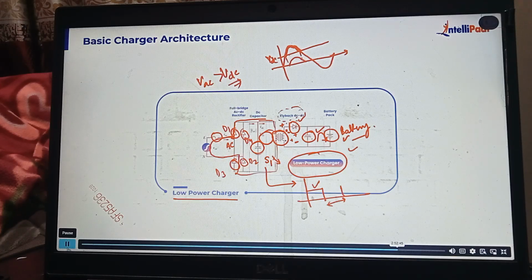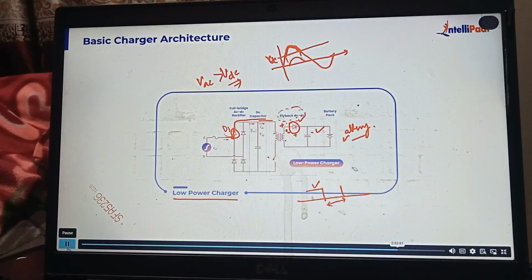Were you able to get this operation? Should I repeat it once again? Or did you get the idea? Anyone who did not get it? Yeah. So I'm going to explain it again.